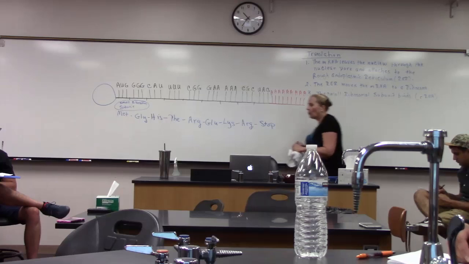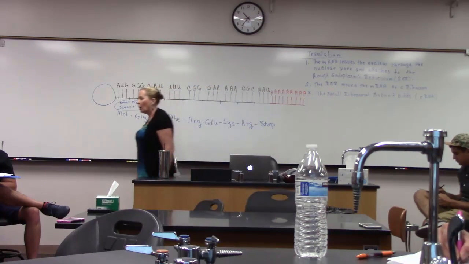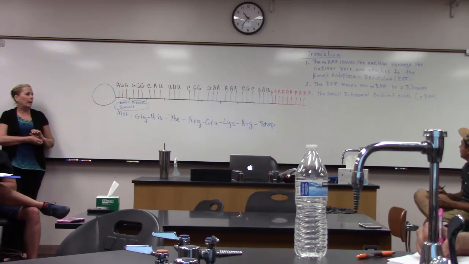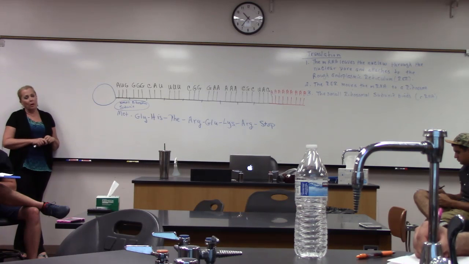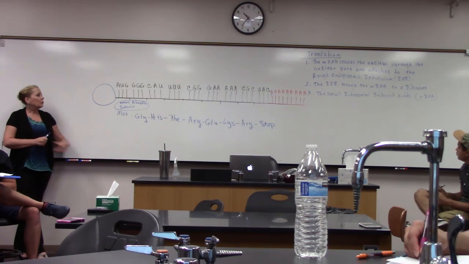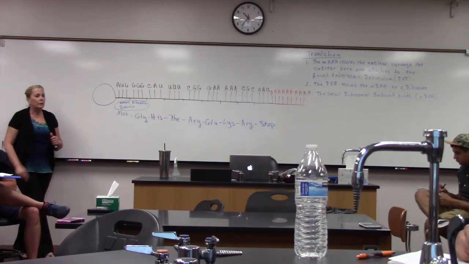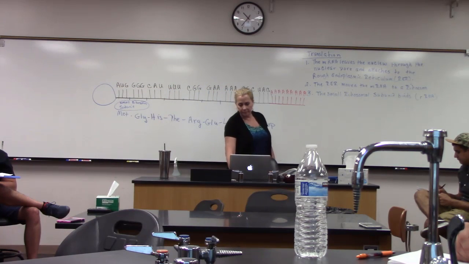By the way, our ribosome is also referred to as rRNA, and the R stands for ribosomal RNA. So we have messenger RNA, we have ribosomal RNA. So our small rRNA, or our small ribosomal subunit, is going to bond to our messenger RNA.